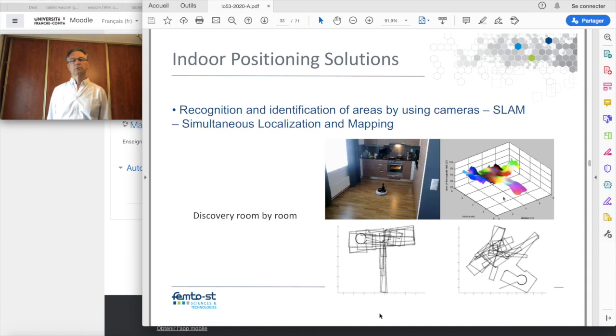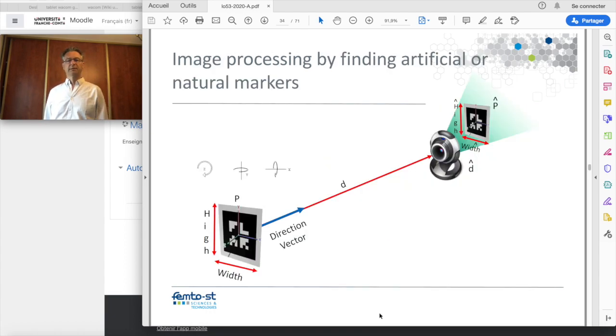So now the camera, and the recognition and identification of an area using cameras, which is called SLAM. The idea here is that on the picture, you can identify some well-known points in order to know in which orientation and direction you are by analyzing the picture. So this is a description of how it works.